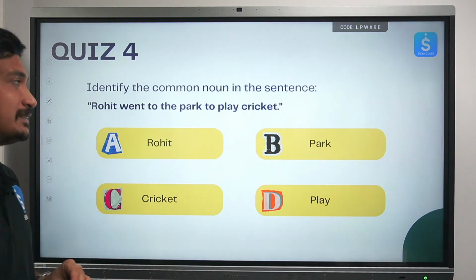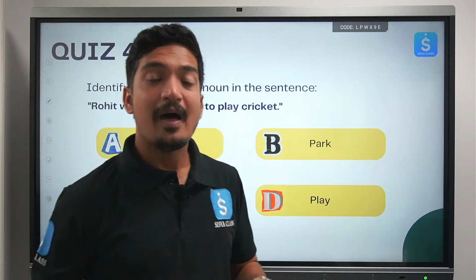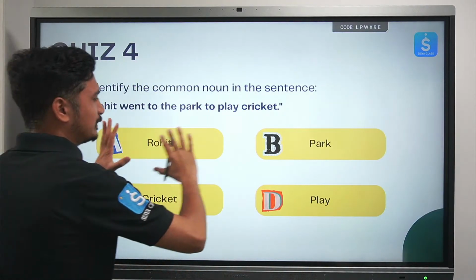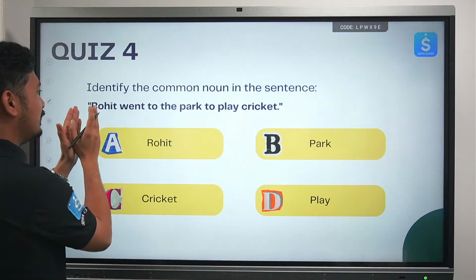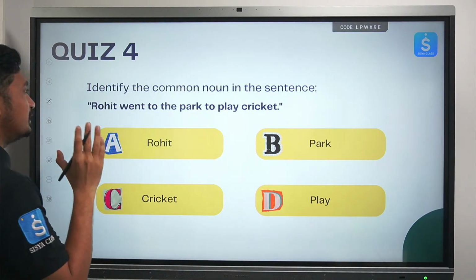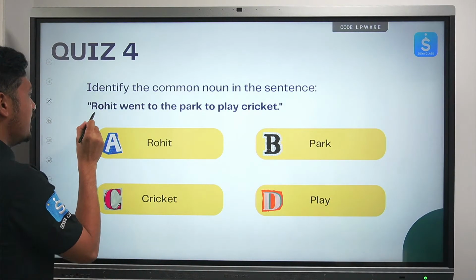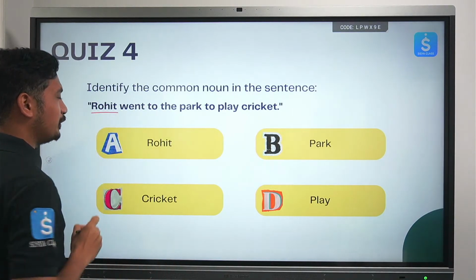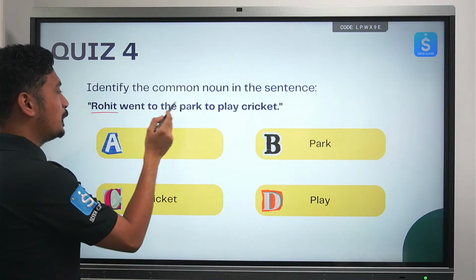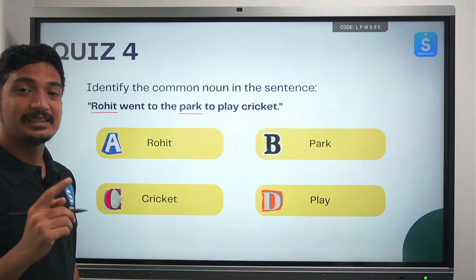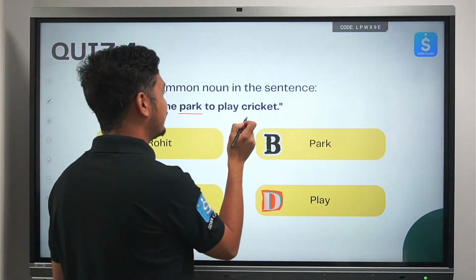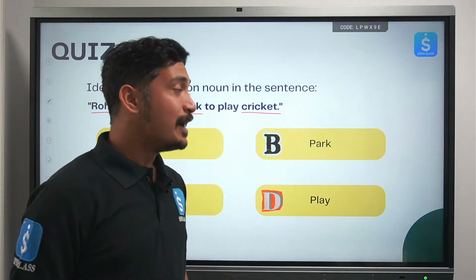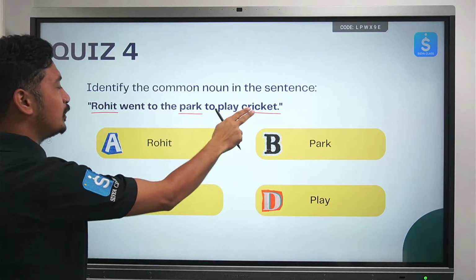Identify the common noun in the sentence. Okay, we have a sentence given. Now we are supposed to find out the common noun from it. Okay, now what we'll do is we'll skip this option part, and we'll just see the sentence, and we'll try to identify all the nouns over here. So we say Rohit went to the park to play cricket. So Rohit is one noun because it's a name of a person. Went to the park, park is another noun because it's a name of a place, and then to play cricket, cricket is another noun because it's the name of a sport. Okay, so if you see, I have identified three nouns in my sentence.